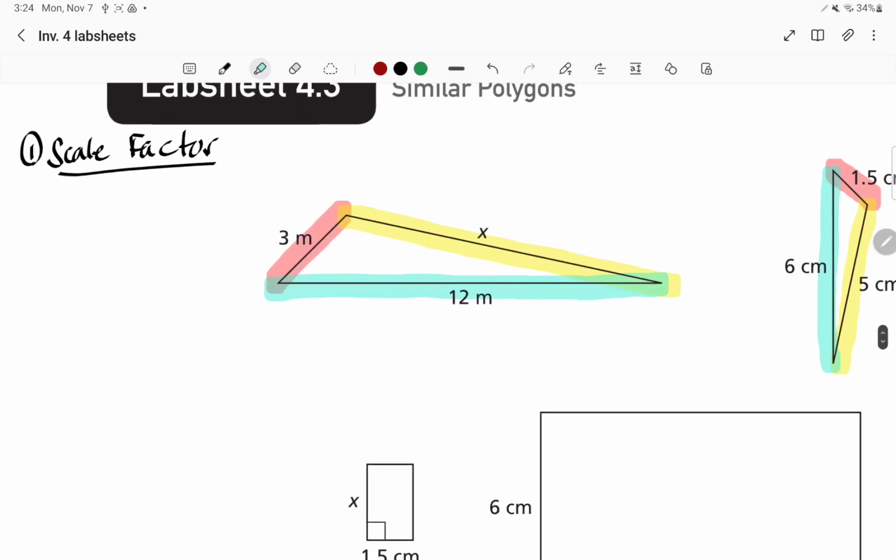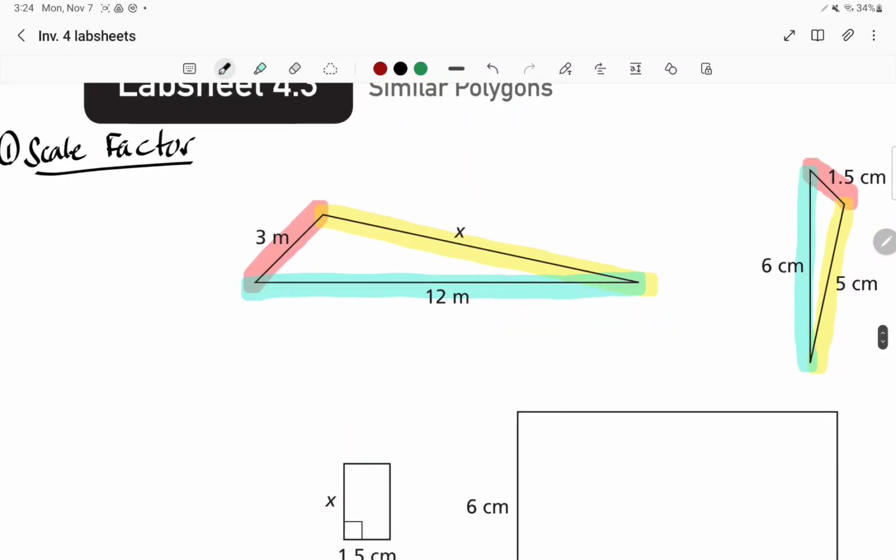So if we're finding scale factors, that's just a ratio of corresponding sides. For example, if I look at the blue, green, aqua, turquoise side, it's 12 meters. The corresponding side is 6 centimeters on the smaller one. So that has a scale factor of 2. So 2 is our scale factor, meaning to go from the small to the large, you multiply by 2.